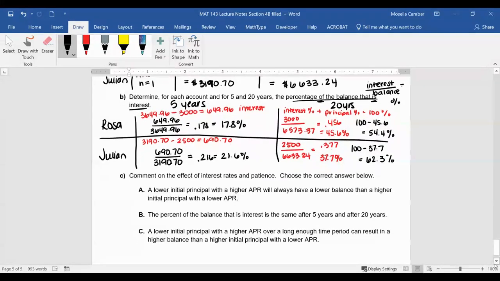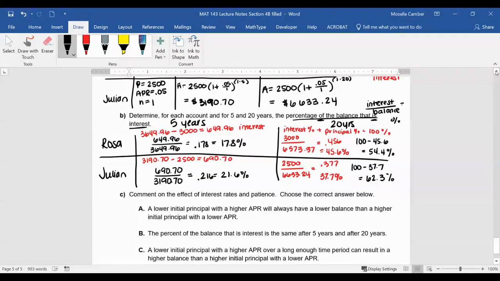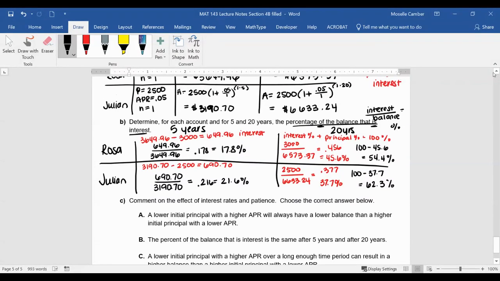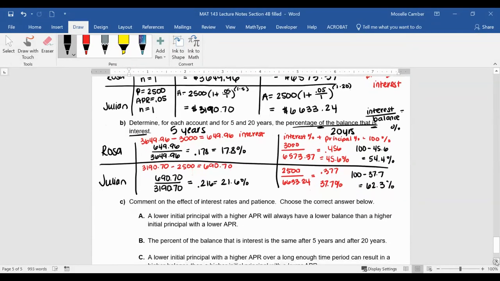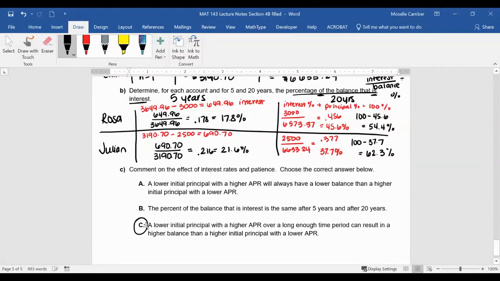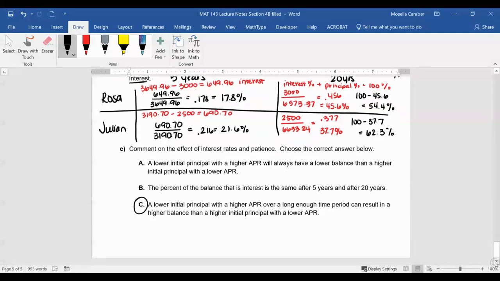Okay, but in general, let's just comment on the effect of interest rates and patience. So we said that for 5 years, Rosa is better because she had the higher principal, but in 20 years, Julian is better because he has the higher interest rate. So in general, we can say part C, that a lower initial principal with higher APR over a long enough period of time can result in a higher balance than a higher initial principal with lower APR. And that is 4B.